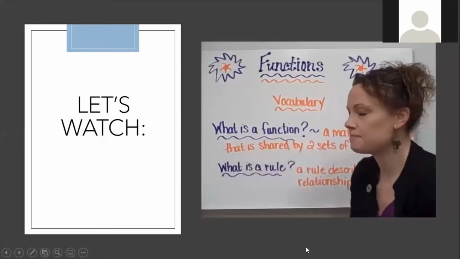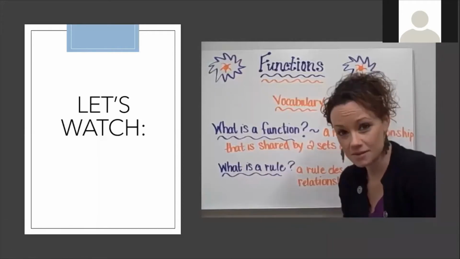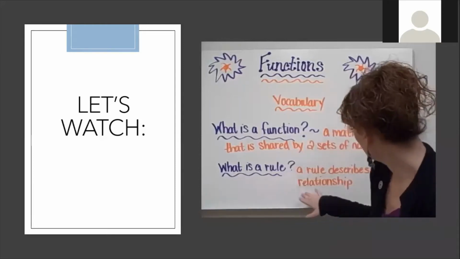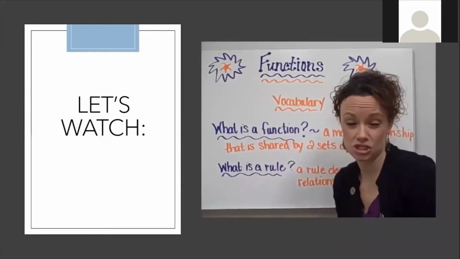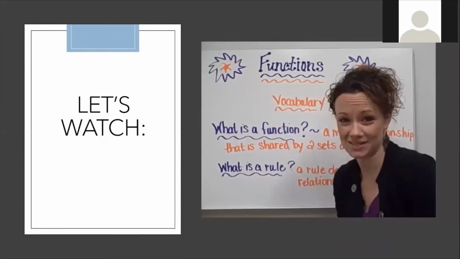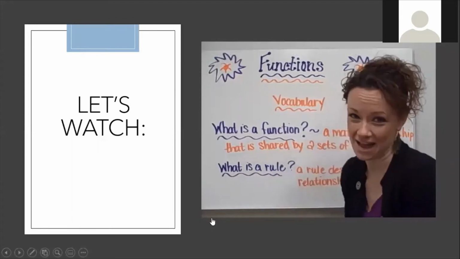A function is a mathematical relationship that's shared between 2 sets of numbers, and we'll look at some examples of those in just a moment. What is a rule? A rule describes the relationship. It's the explanation of what's happening in those 2 sets of numbers. So please take a moment and write those into section 2 of your homework sheet right now.